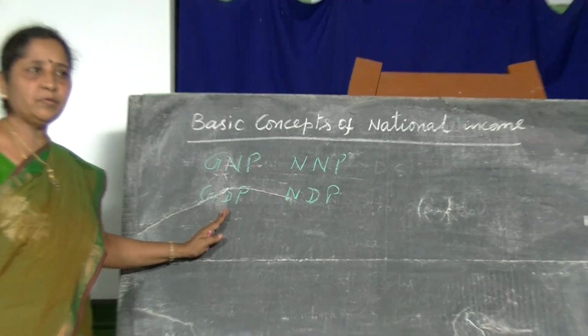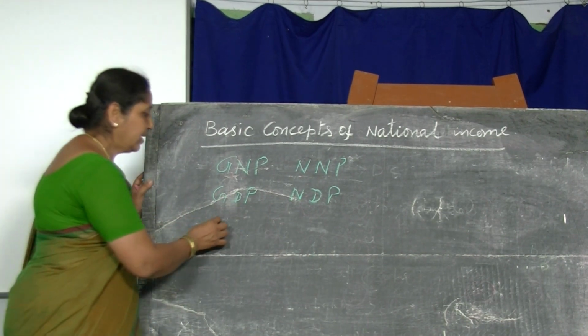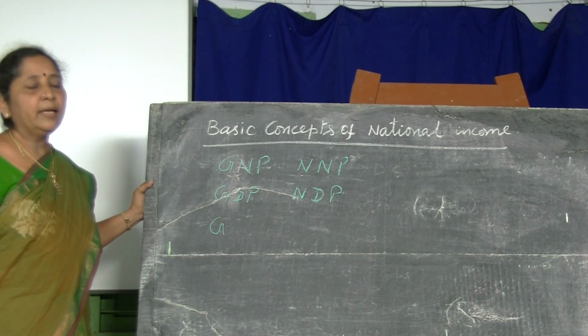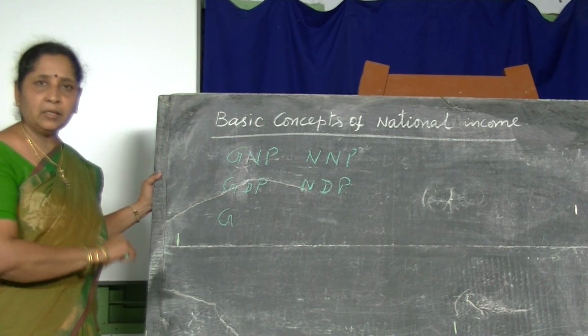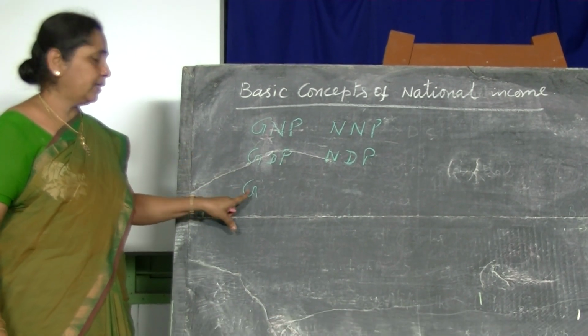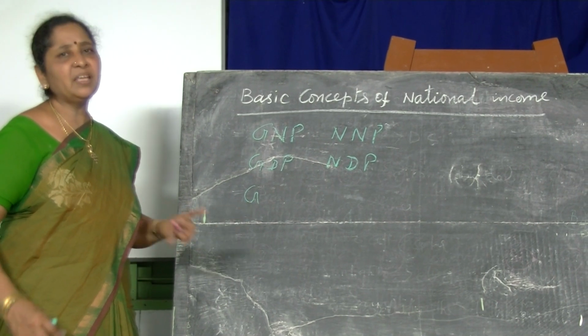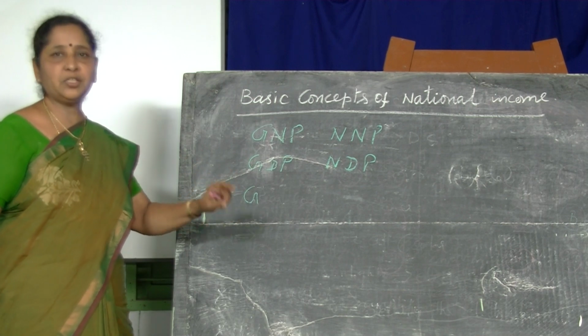What makes the difference between gross and net? It is the depreciation that makes a difference between gross and net. It is a very important concept that we have to take in gross and net concepts. Gross means total, net means something is deducted from the total. What is deducted? Depreciation is deducted.